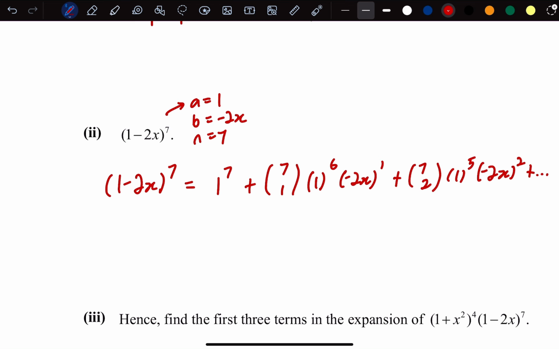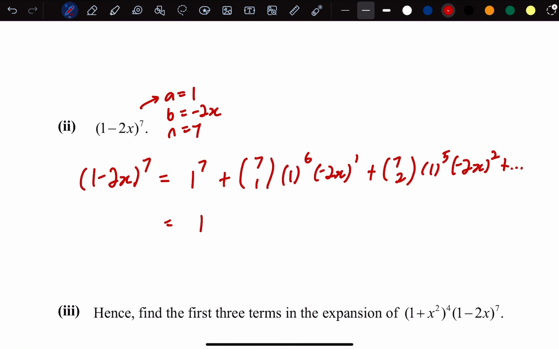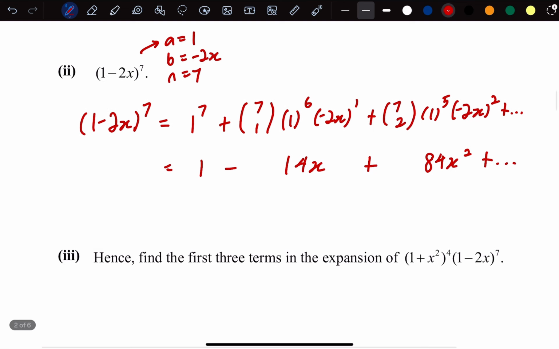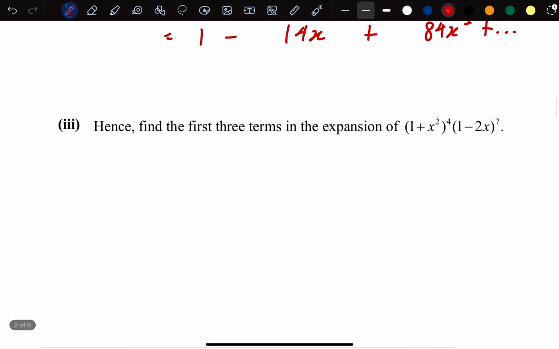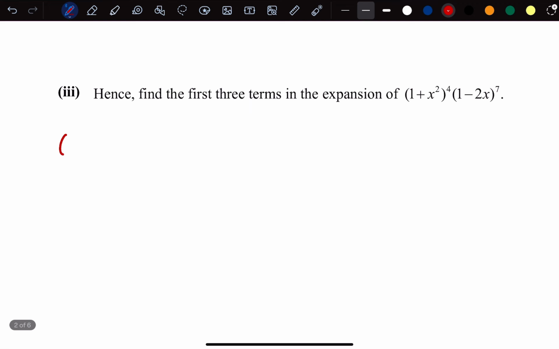dot dot dot. Simply, this is equal to 1 plus 7 times negative 2, which is minus 14x. Then plus, in this case, it will be 84x squared plus dot dot dot. Okay, and for the last step, hence find the first three terms in this expansion. So we have to make use of our answers found in part A and part B. This is quite simple as well.